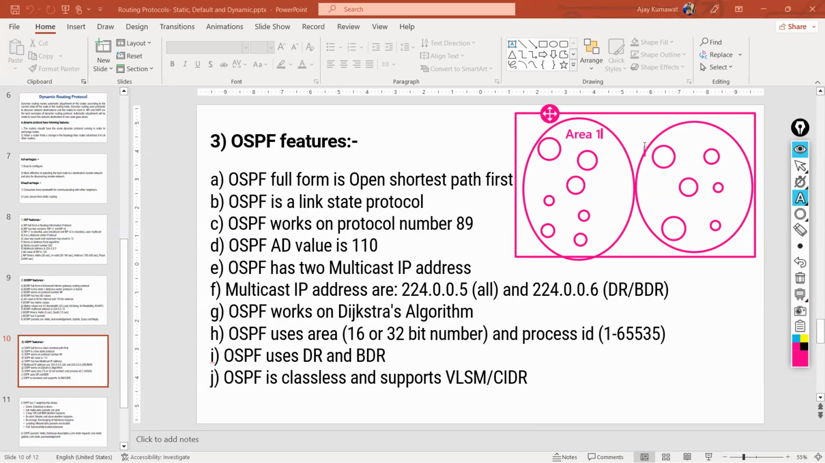Area 0 is known as the backbone area, and two areas, if they want to communicate either physically or virtually, they have to be connected to area 0.